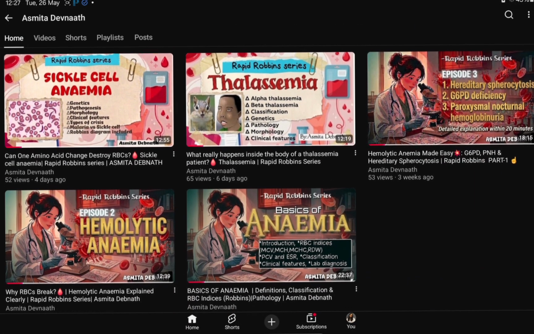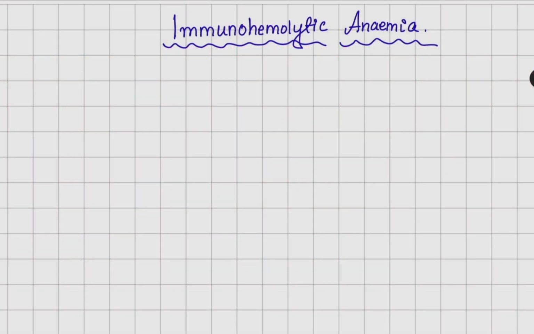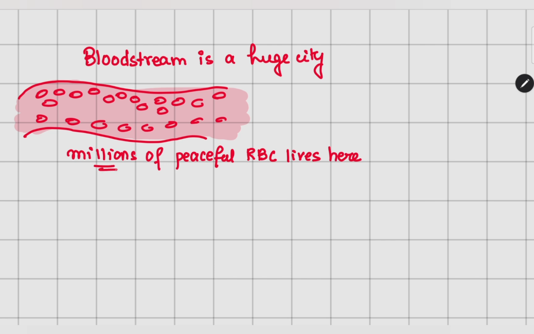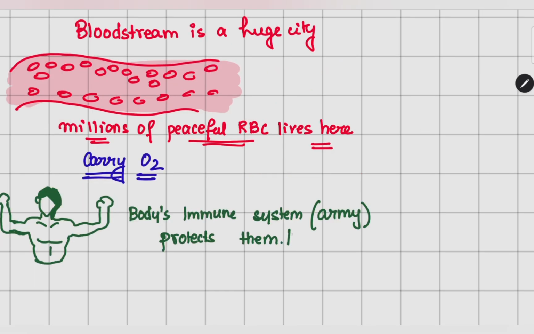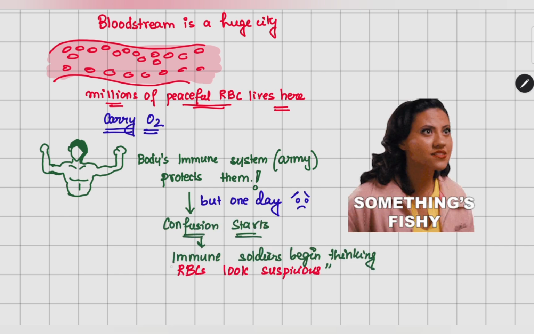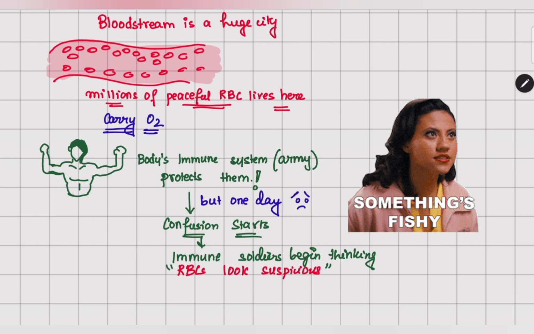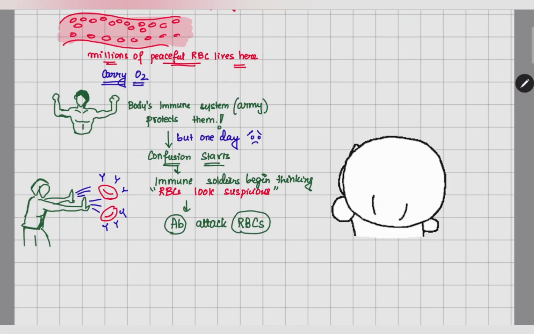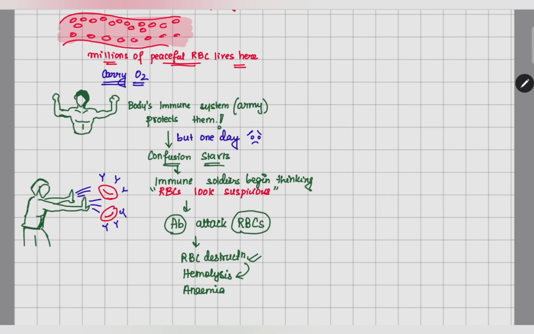But before really getting into the chapter, let's start with a small story. The bloodstream is a huge city and millions of peaceful RBCs live here. They have a job: they carry oxygen. And the body's immune system is like the army. It protects them. But one day suddenly confusion starts and the immune soldiers begin thinking, oh my god, these RBCs look suspicious. And what happens? The antibodies start attacking the RBCs. This leads to RBC destruction, hemolysis and anemia.